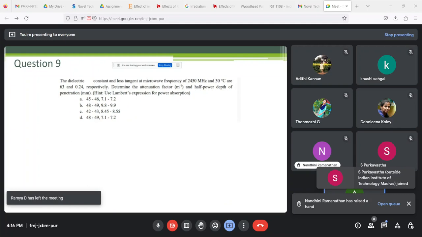Moving to question 9. The dielectric constant and the loss tangent at a microwave frequency of 2450 megahertz and 30 degrees Celsius are 63 and 0.24 respectively. Determine the attenuation factor and the half power depth of penetration using Lambert's law of power absorption. So any clue how to proceed with this?